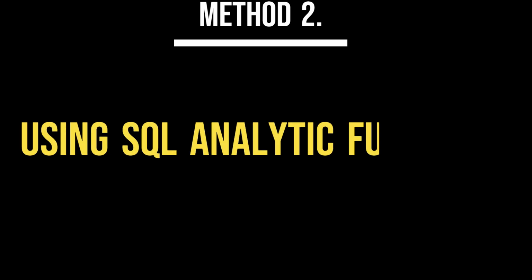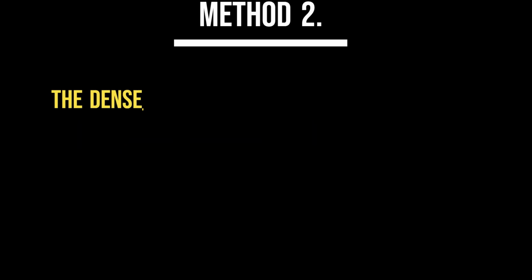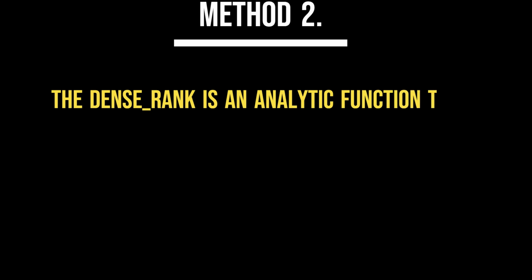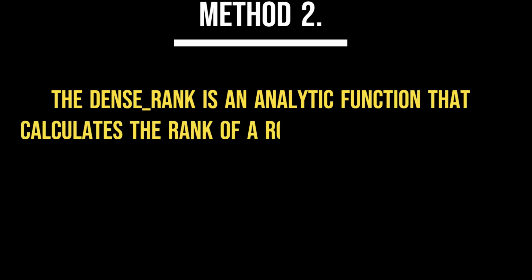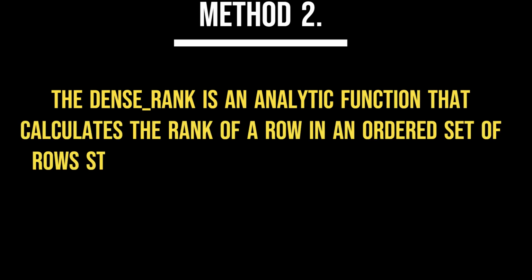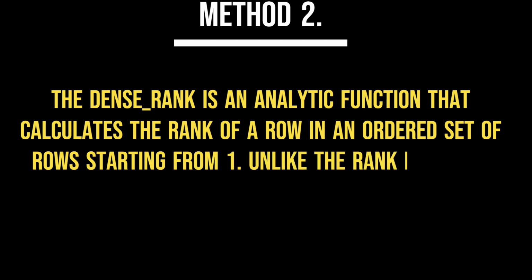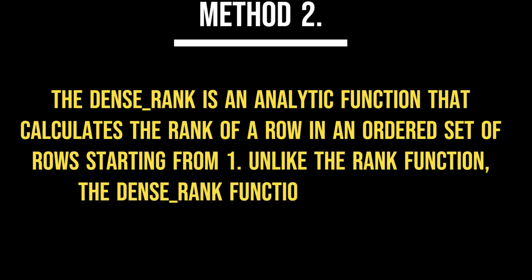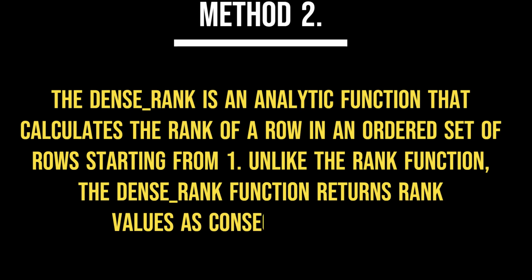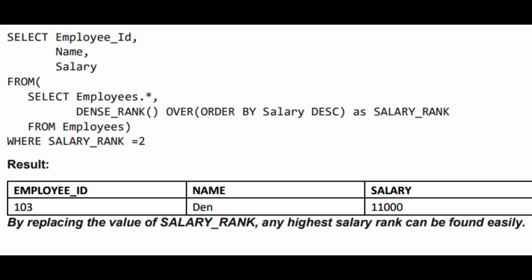Method 2, using SQL analytic functions. The dense_rank is an analytic function that calculates the rank of a row in an ordered set of rows starting from 1. Unlike the rank function, the dense_rank function returns rank values as consecutive integers. Run the following query to see the result.